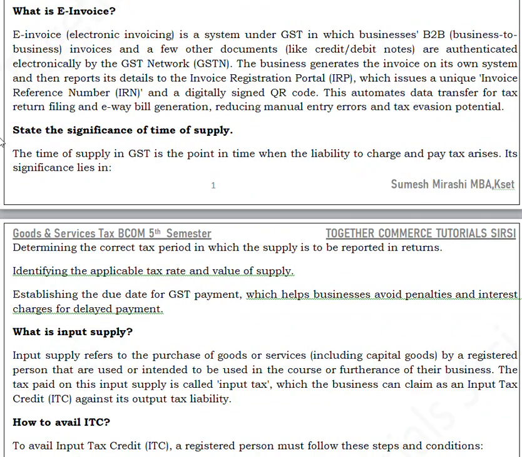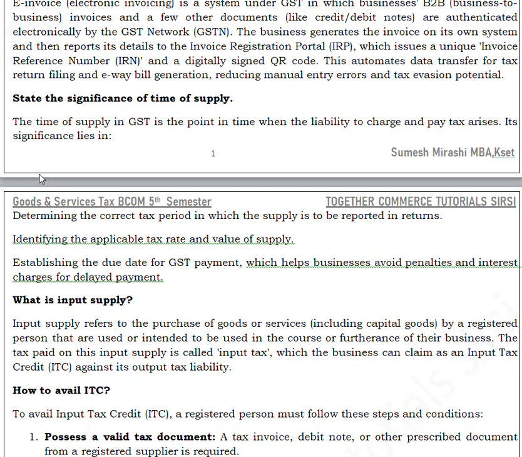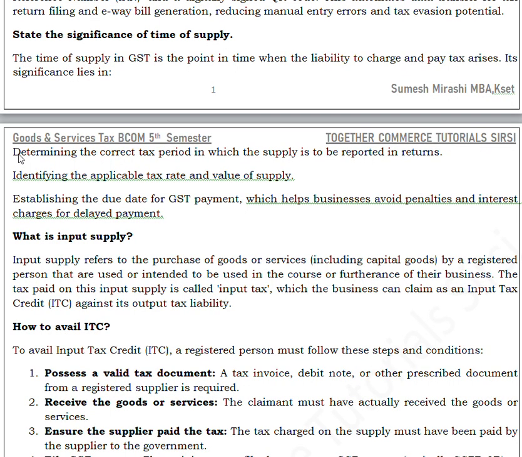The next important question is, state the significance of time of supply. The time of supply in GST is the point in time when the liability to charge and pay taxes arises. Its significance lies in: 1. Determining the correct tax period in which the supply is to be reported in returns, 2. Identifying the applicable tax rate and value of supply, 3. Establishing the due date of GST payment, which helps businesses avoid penalties and interest charges for delayed payment.